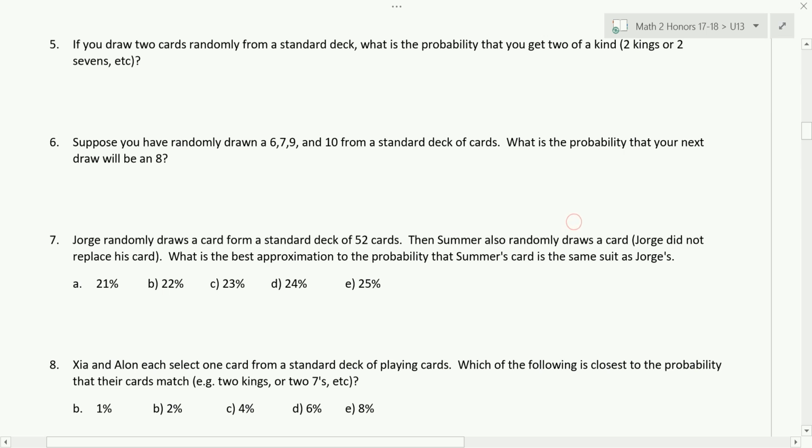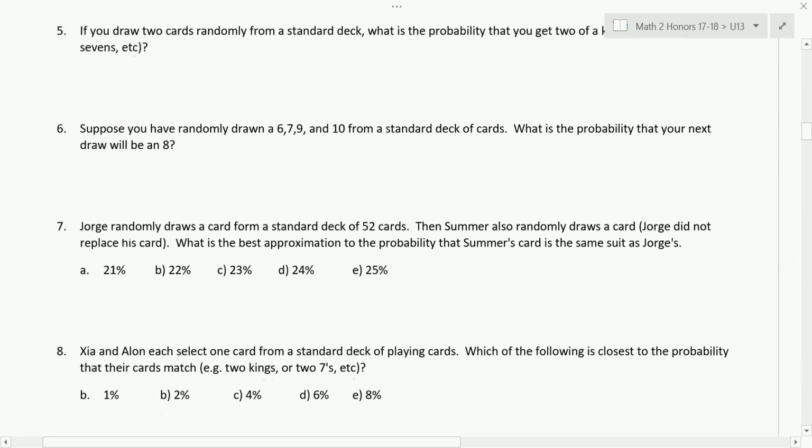7. I heard 7. Okay. George randomly draws a card from a standard deck of 52 cards. Then Summer also randomly draws a card. George did not replace his card. What is the best approximation to the probability that Summer's card is the same suit as George's? Okay. So George picked a card, and we want Summer's card to match George's. So don't worry about percent yet. Let's get a fraction. Fractions are going to be more natural in this problem.